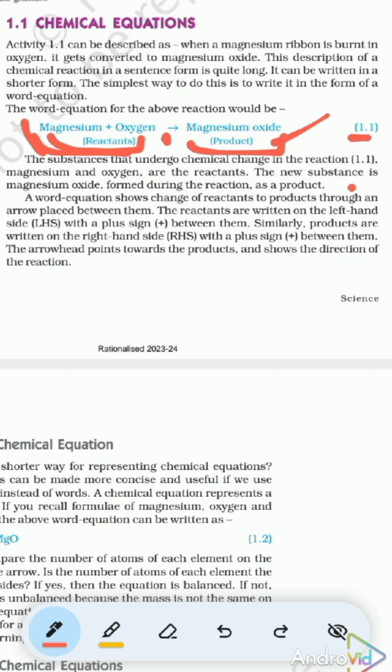So in the LHS, that is the left hand side, the reactants are written with a plus sign between them. Similarly, in case there are more products, here only one product is formed, that is magnesium oxide. If in case many products are formed, on the right hand side also there will be a plus sign between them. The arrowhead points towards the products and shows the direction of the reaction as well.